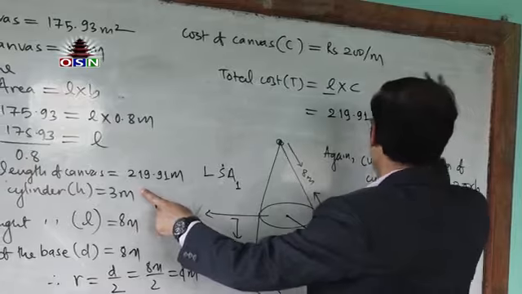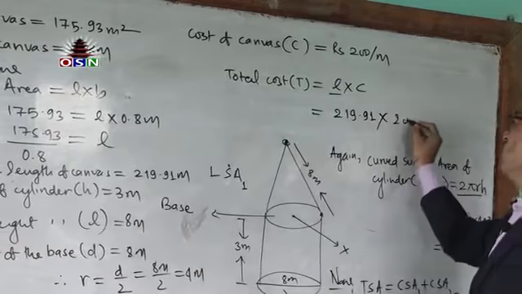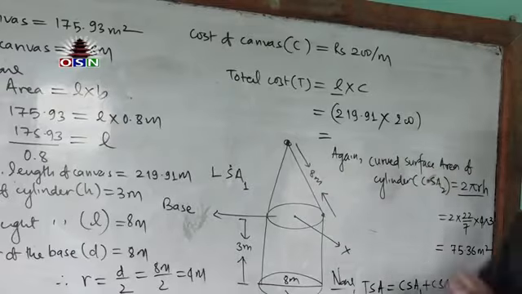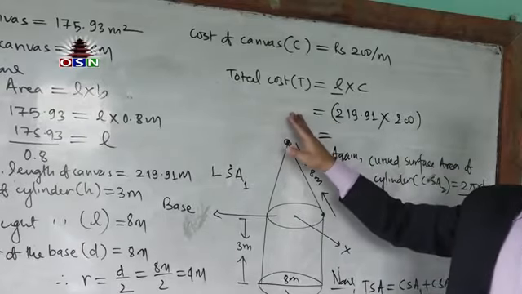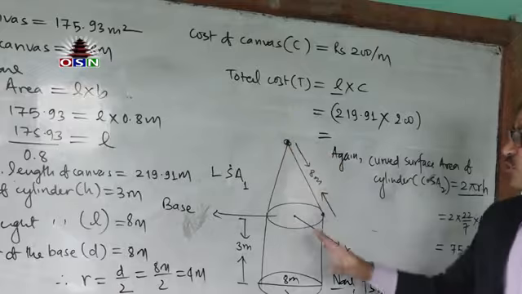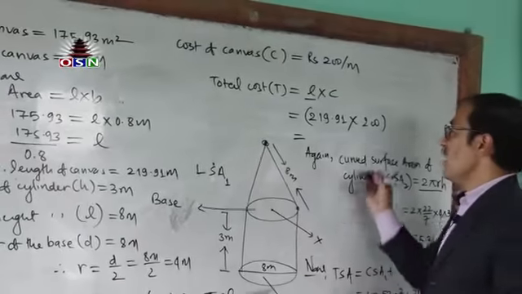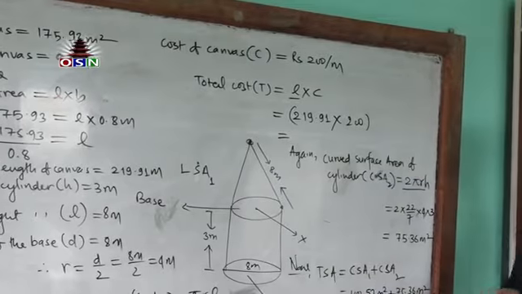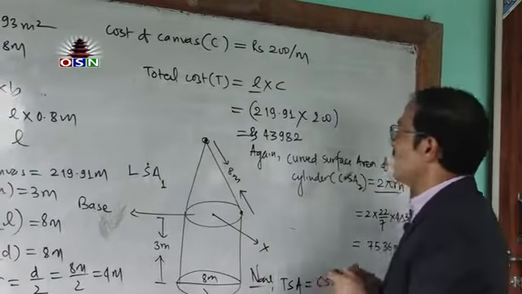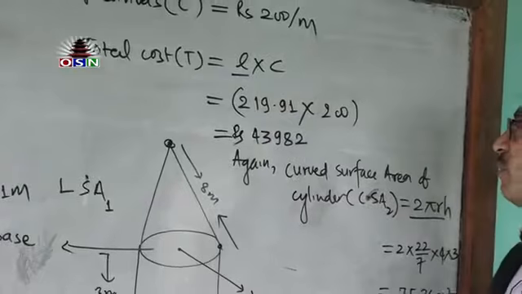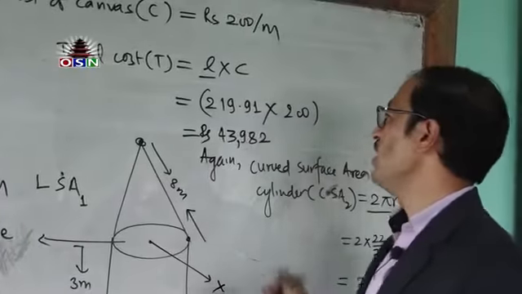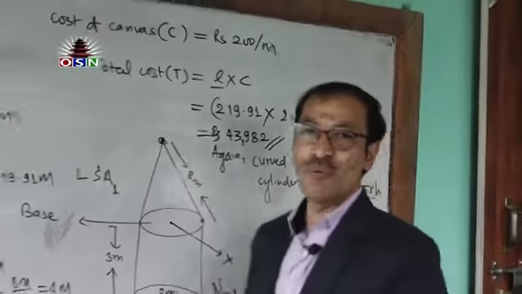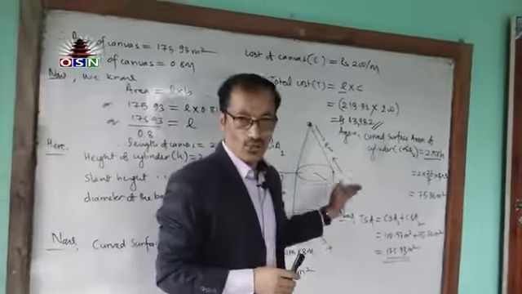Multiply 219.91 meters by the rate of 200, and you will find the total cost to prepare this canvas. So let's find the product of 219.91 into 200. When we multiply, we get this answer: 43,982 rupees. This is the total cost required to prepare this canvas.